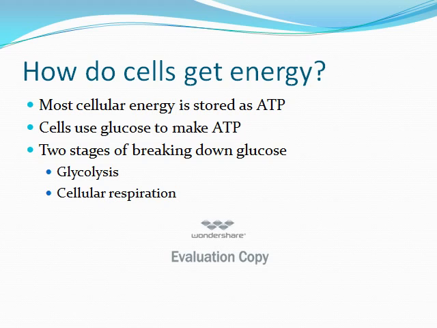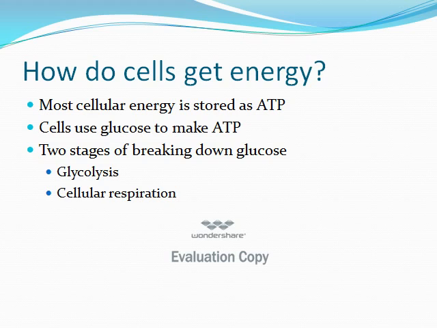So how do cells get energy? Most cellular energy is stored as ATP. You should remember that ATP is called the energy currency molecule for the cell. That means ATP is used whenever cellular work is needed. Remember, work equals energy. You have to have energy to do any type of cellular work.